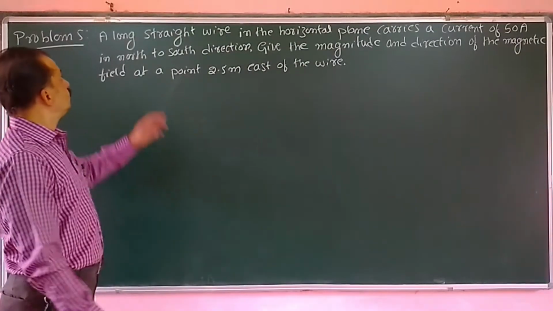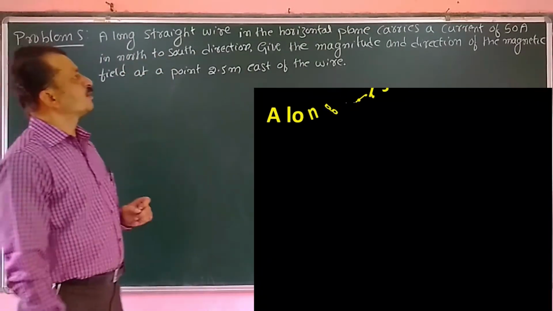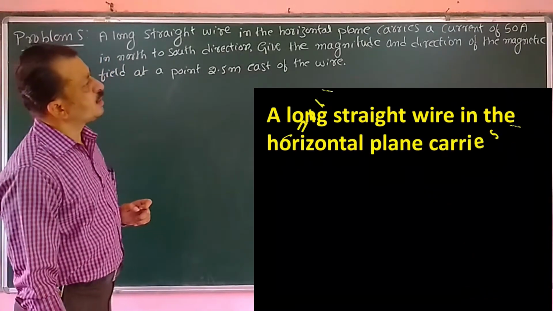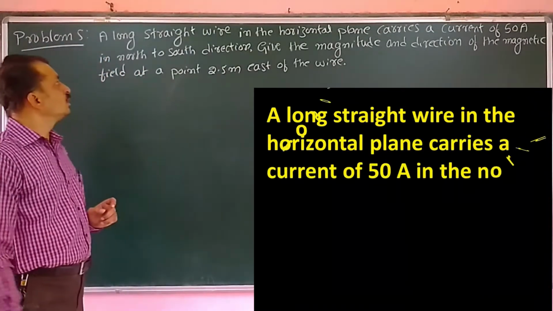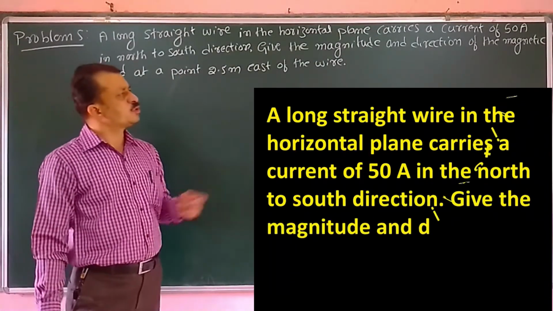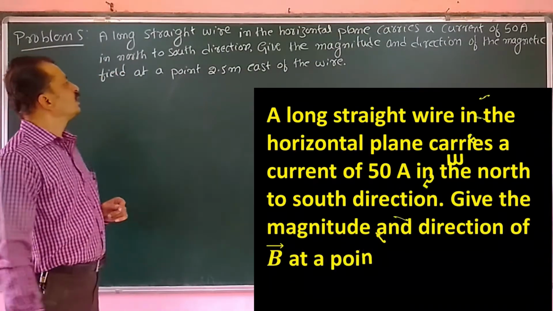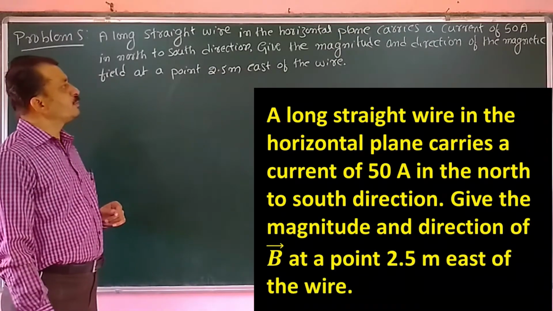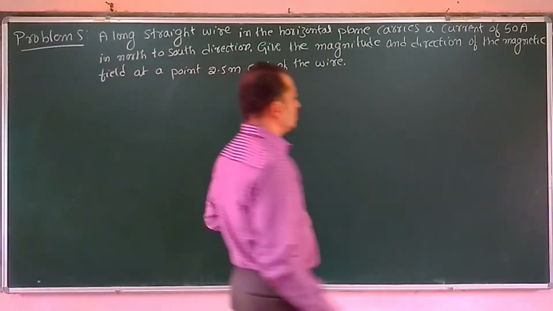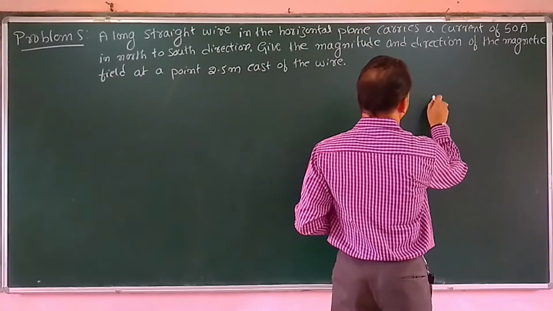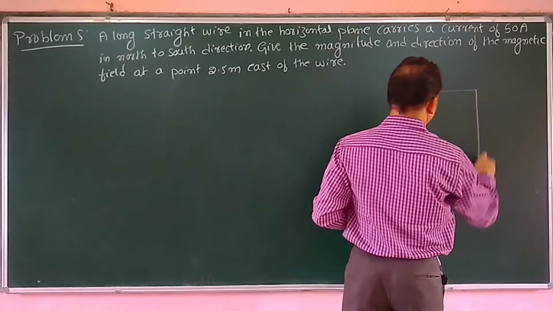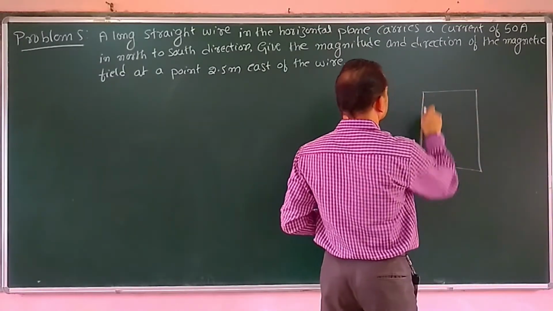Next problem. A long straight wire in the horizontal plane carries a current of 50 amps in north to south direction. Give the magnitude and direction of the magnetic field at a point 2.5 meter east of the wire. Now they have given a plane. I will take the blackboard as the plane.